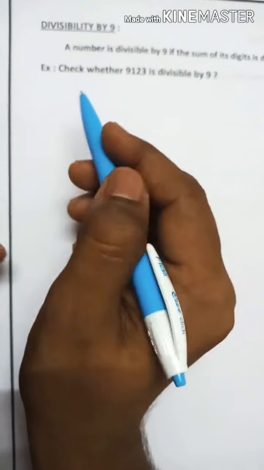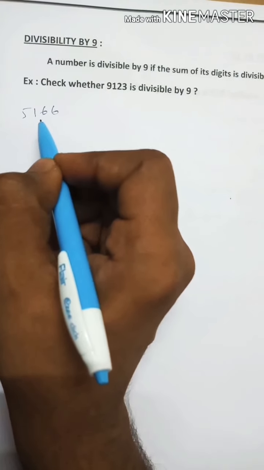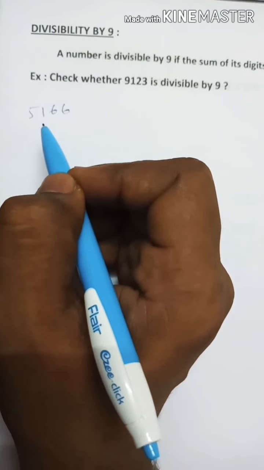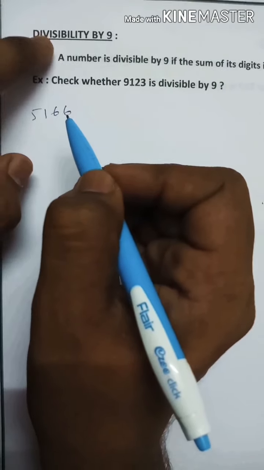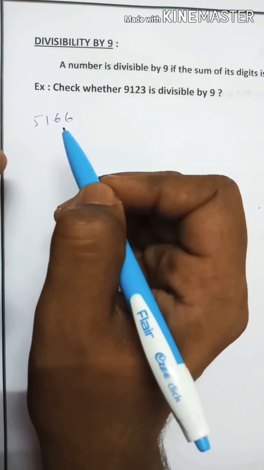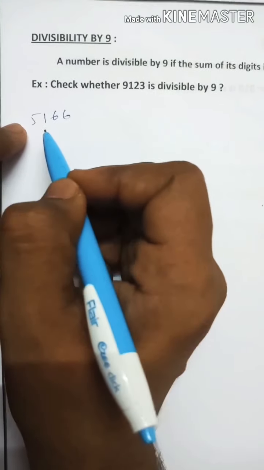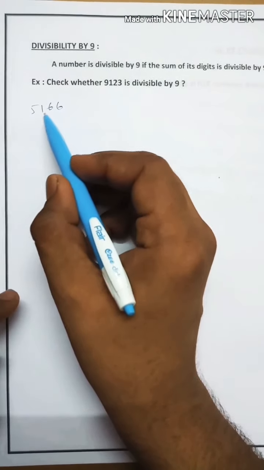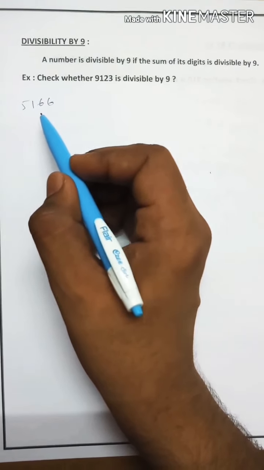So, here I am taking one number, that is 5166. Now, if you observe this number carefully, we have totally 4 digits in this number. Now, what we need to do is, we need to check whether this number is divisible by 9 according to this rule. Okay, so according to this rule, we need to add each digit present in this number. Observe this number carefully. We have totally 4 digits in this number, right? They are 5166. Now, we need to add all these 4 digits.